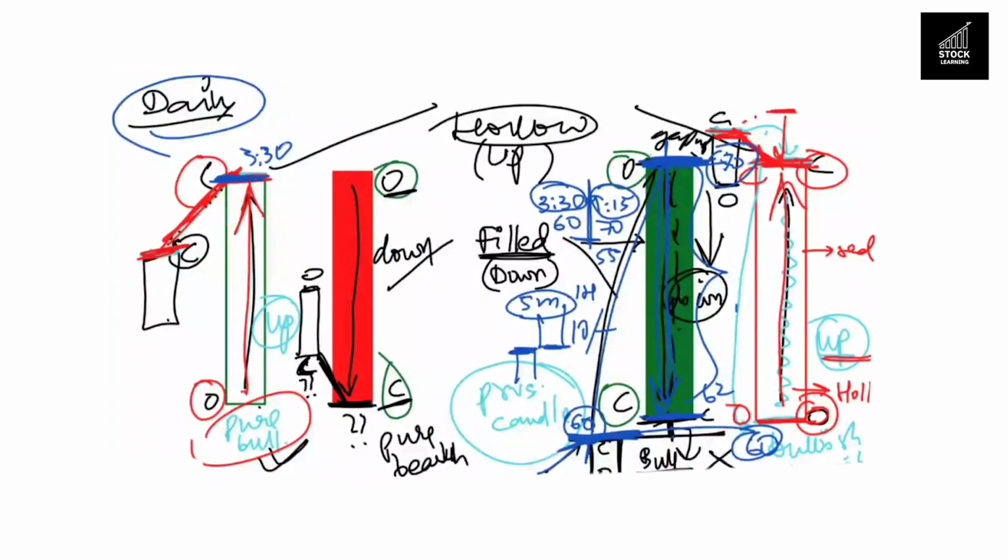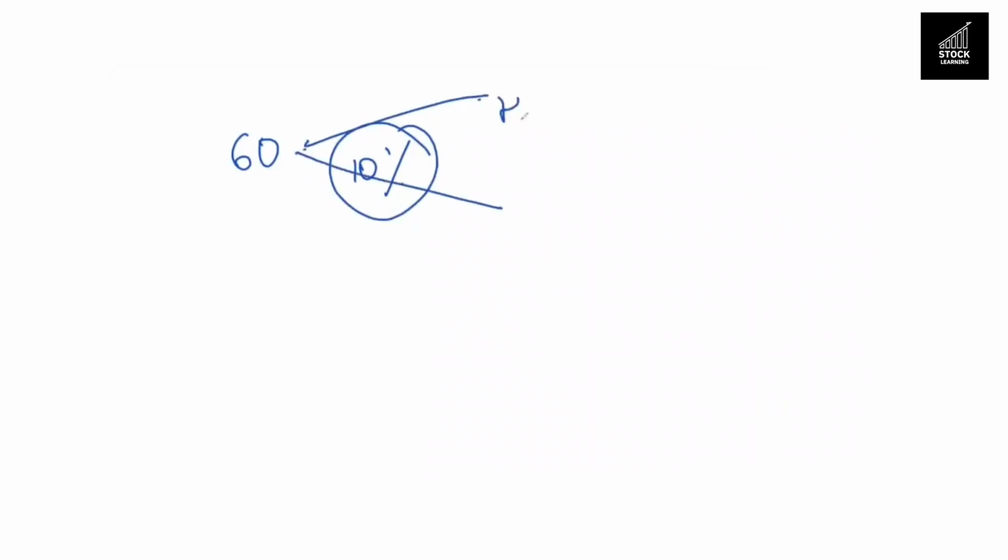There's no rule. Yeah, but there are circuit limits. So if a stock closed at 60 rupees last day and the exchange has decided that its circuit limit is 10%, then the next day the highest point could be 66 and the lowest point could be 54. Which means next day, even if it opens gap up, it cannot trade above 66. It cannot trade below 54.